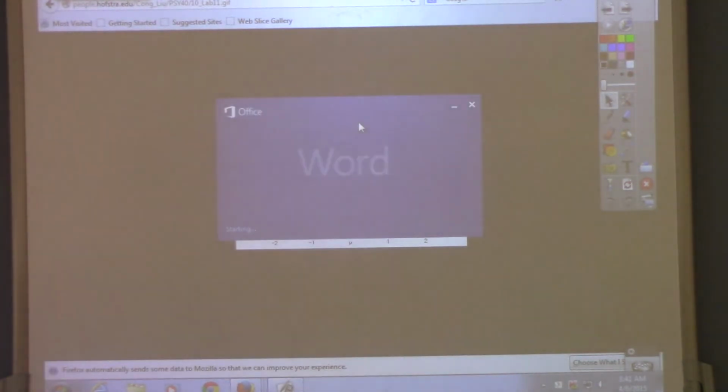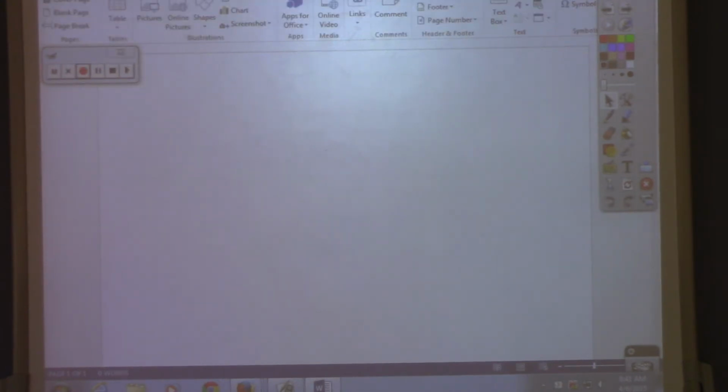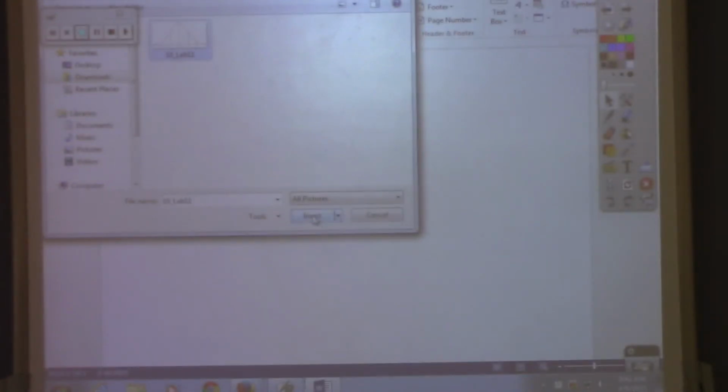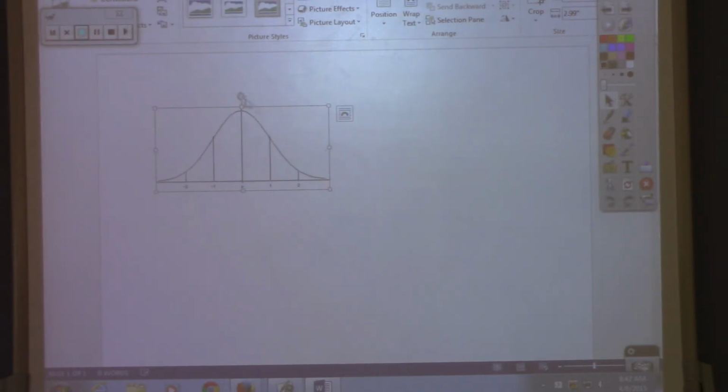Pull up your Word document and insert. I'm not used to, where's picture? I'm looking for picture. There we go. Insert picture, download, and you can fit it however you want to. Move it down a little bit, and then put one of these on each, put 6 or whatever.